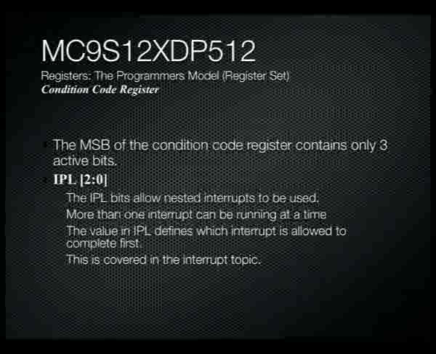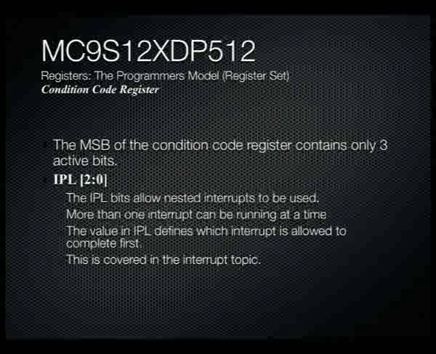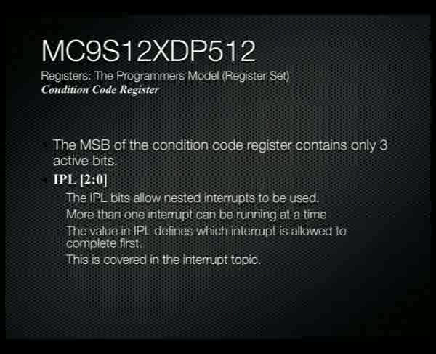So the MSB of the actual condition code register contains only 3 active bits, which are the interrupt priority level bits. These allow nested interrupts to be used, so we can have more than one interrupt running at a particular time, and of course the value in the interrupt priority level defines which interrupt is allowed to complete first. And this is covered later in a subsequent lecture topic.